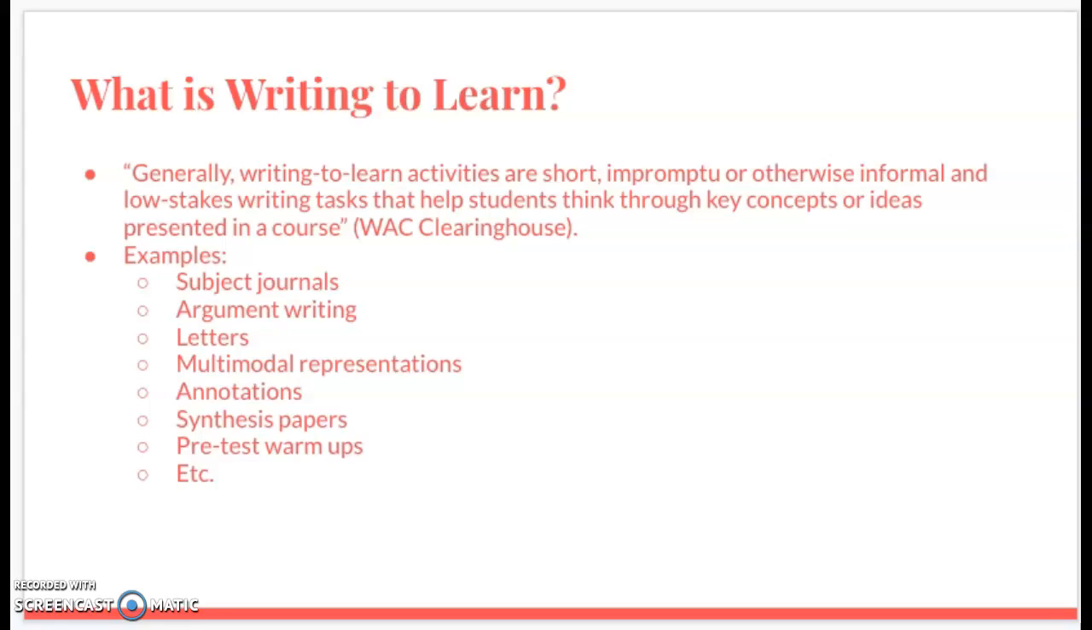Some examples of ways and methods that students can write to learn are journals for different subject areas, argument writing, writing letters, using multimodal representations, annotations, synthesis papers, pre-test warm-ups, and more. Basically, any way in which students can do a quick write to express what they have learned. The focus is not necessarily on the writing mechanics, and the lesson isn't focused on writing. Rather, it's just another opportunity throughout the day to incorporate the very important skill of writing to show what has been learned.